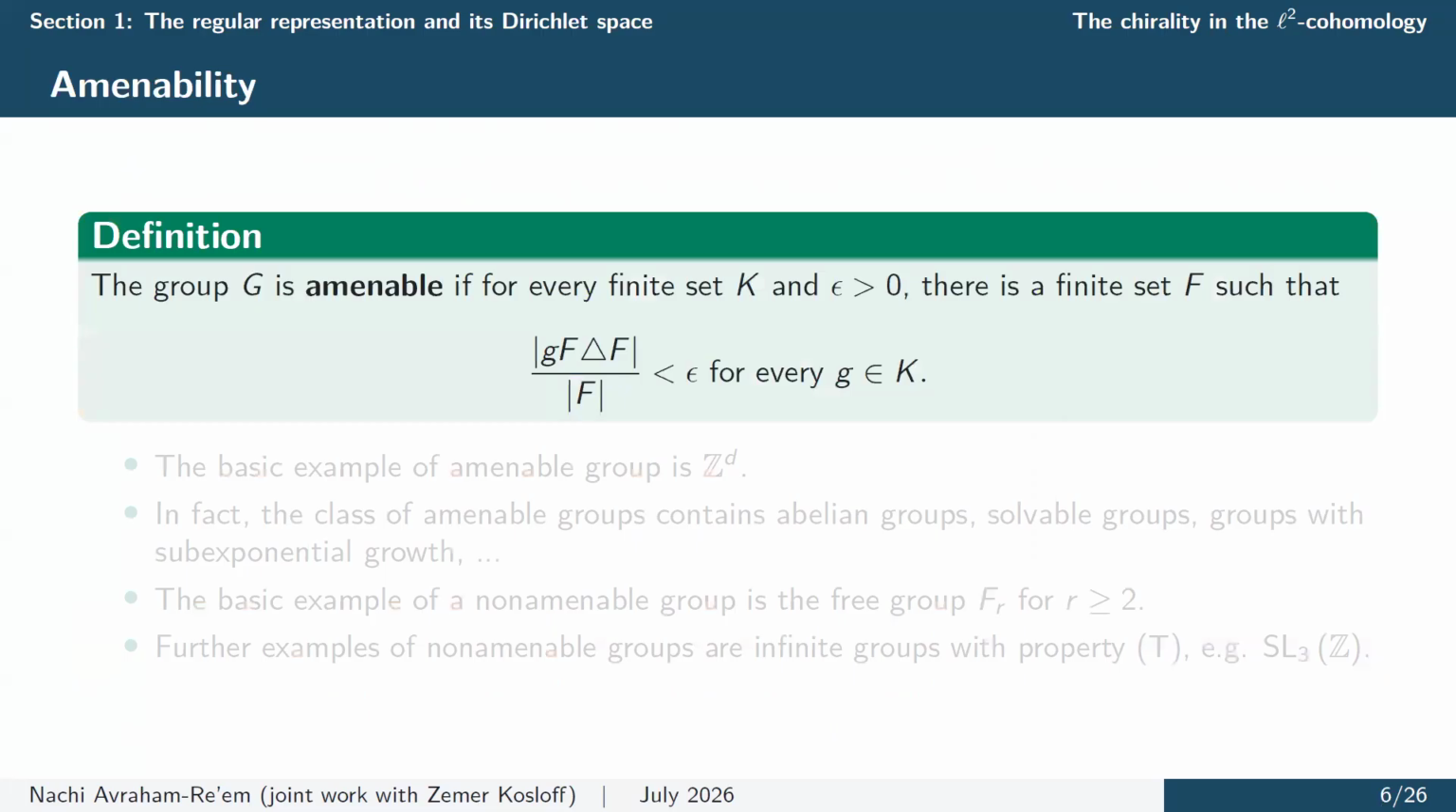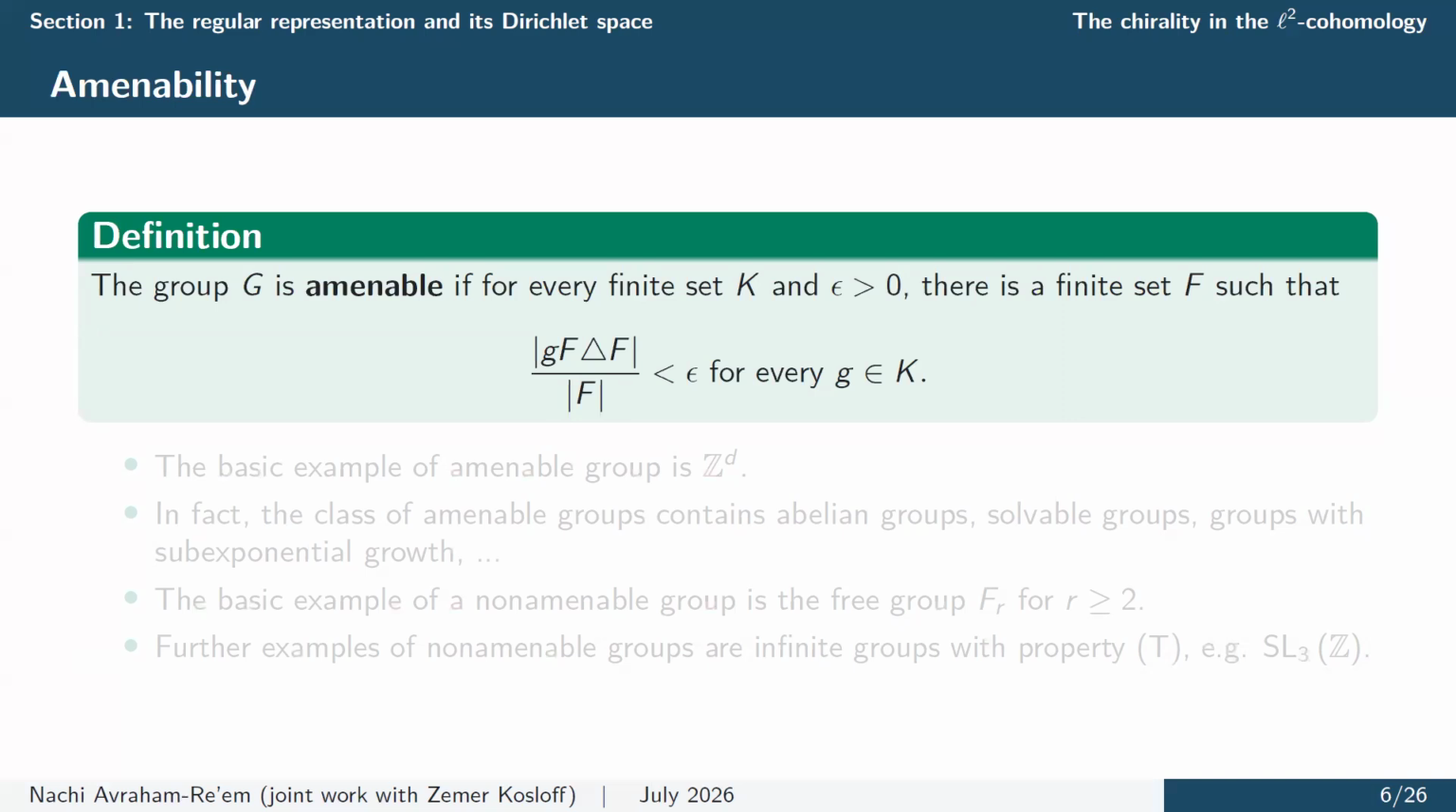Let me, for the sake of general context, recall briefly what an amenable group is. We have a group G, we call it amenable if for every finite set K in the group G and positive epsilon, there is some finite set F in the group G so that the size of the boundary of F, the difference between F and F translated by g, compared to F itself, is smaller than epsilon for every g in K. This is one of many ways to define amenability.